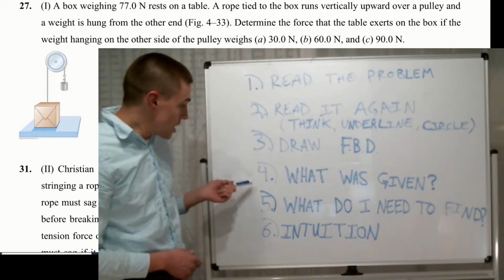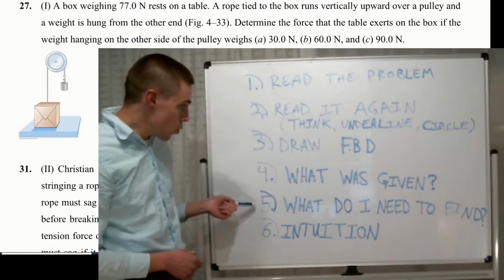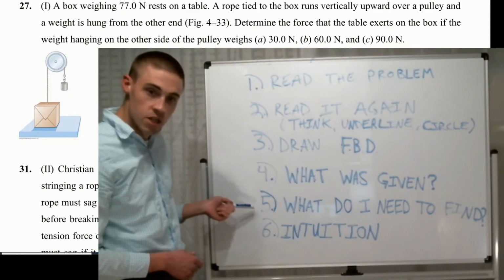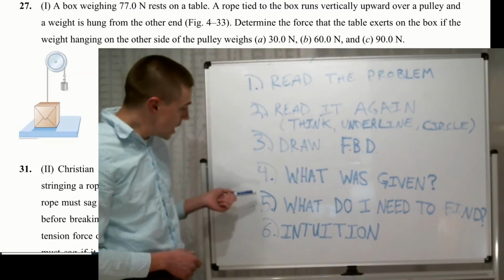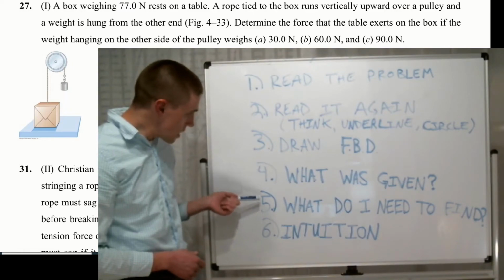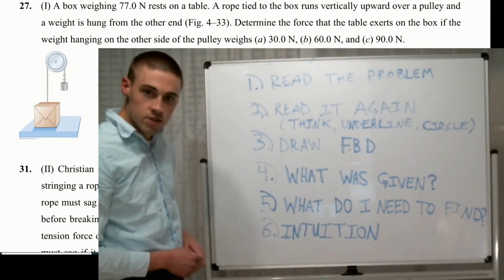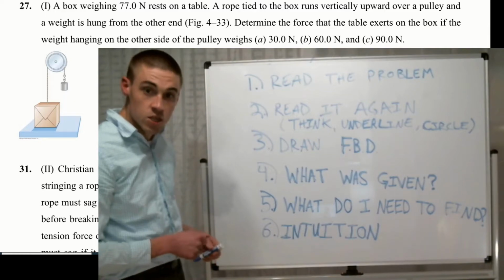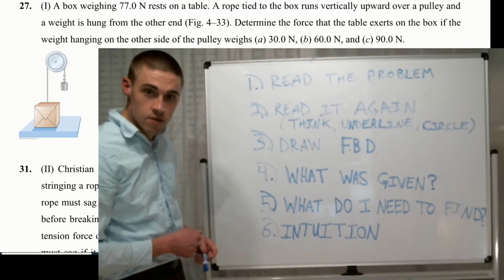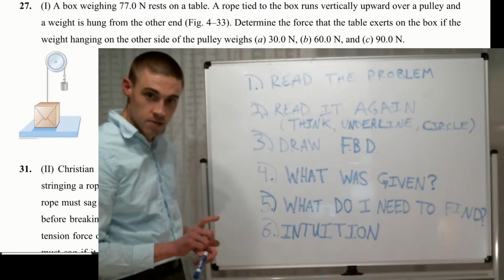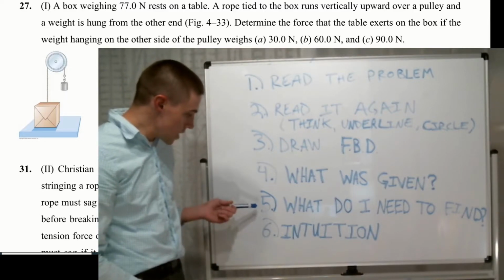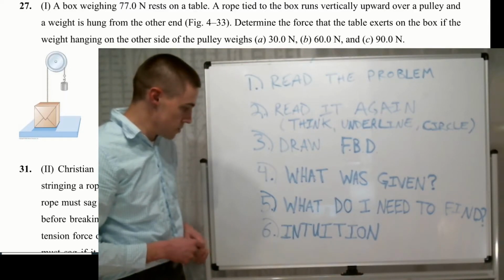Then step 4, write down what was given. And step 5, write down what you need to find. Make sure that you really understand what you need to find. And when you write down the givens and what you need to find, write them down in terms of symbols, right? They're given to you in words in the statement of the problem, but I want you to write them down in physics symbol terms, okay?